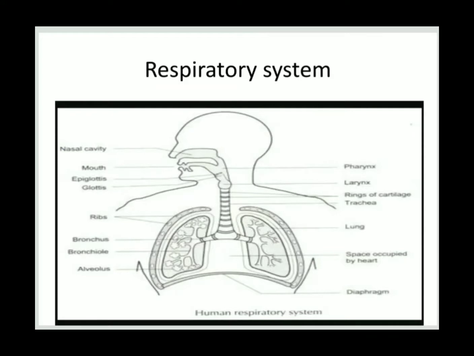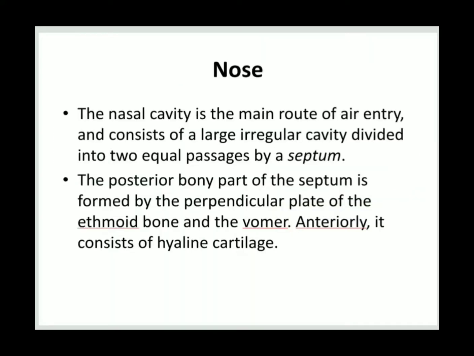The two nostrils are separated by a septum, which is a regular cavity actually divided into equal passages by a septum. The posterior bony part of the septum is formed by the perpendicular plate of the ethmoid bone and the vomer. Anteriorly it consists of hyaline cartilage. So it is made up of the septum.